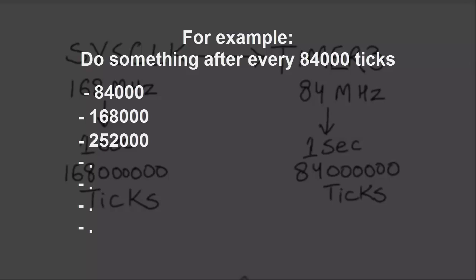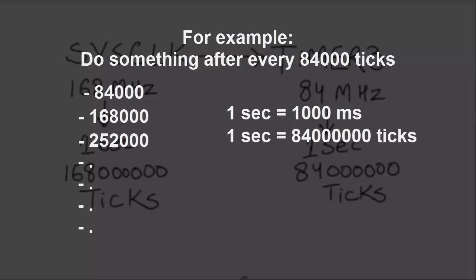Now if you noticed one thing here, this event is happening at every 1 millisecond, because 1 second is equal to 1000 milliseconds and 1 second has 84,000,000 ticks. Then 1 millisecond has 84,000 ticks. So you can see how we can tell timers to do something at a particular number of ticks. And this way the events are happening at precise timings.